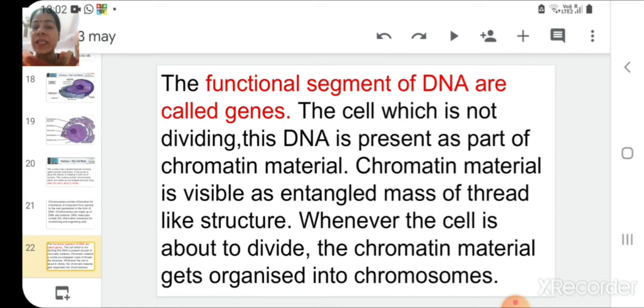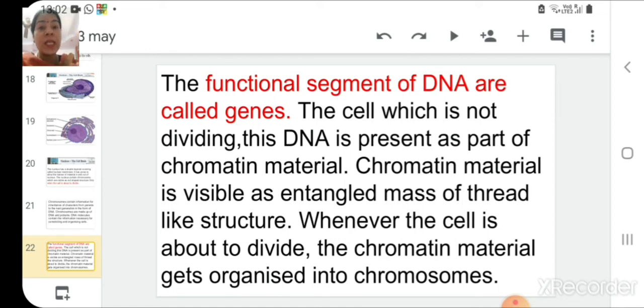The DNA contains so much non-functional part and a very small functional part. The functional part which is present in that DNA is known as genes. It has genes present in it. In a cell which is not dividing, this DNA is present as a part of chromatin material. Chromatin material is visible as an entangled mass of thread-like structures. Whenever the cell is about to divide, the chromatin material gets organized into chromosomes.